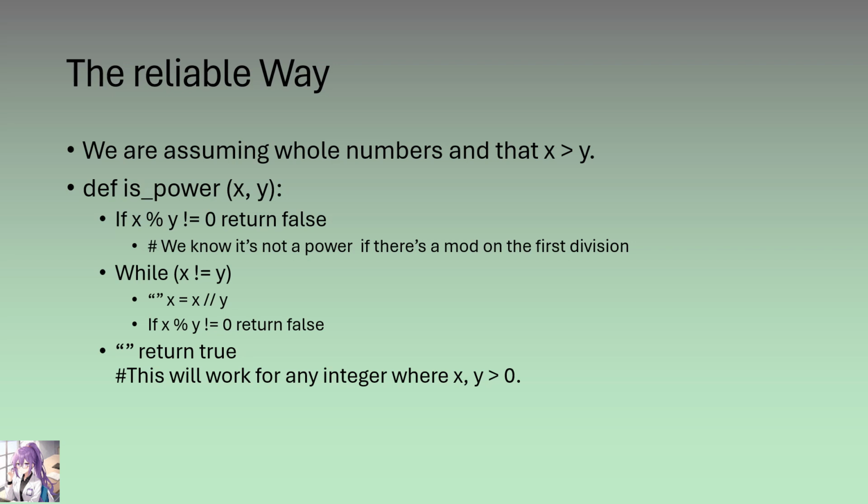x is a power. So we're going to take x and do integer division, x divided by y. And then we're going to take the new value of x and do the modulus operation on that, x mod y. And if that does not equal 0, we return false. Now, this will continue until x equals y. If the loop ends successfully and is not returned, we return true because x is a power of y. This should work for any integer where x and y are greater than 0.